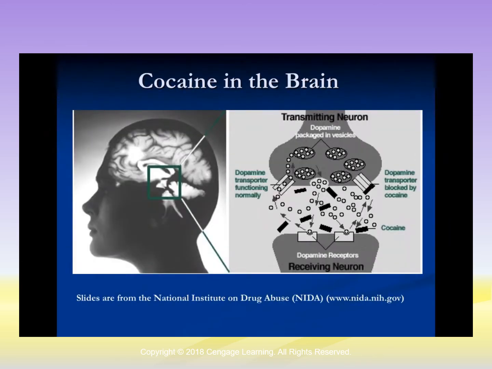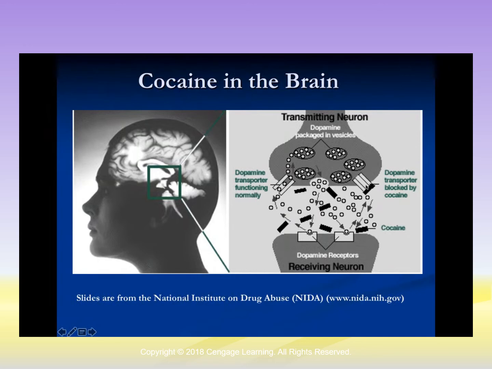Okay. All right. So another depiction of cocaine in the brain. This is from NIDA, the National Institute on Drug Abuse and the National Institute of Health. There's some great resources here. So when you're working on your papers or other projects, I encourage you to go here. Okay. So we just described what that looks like.